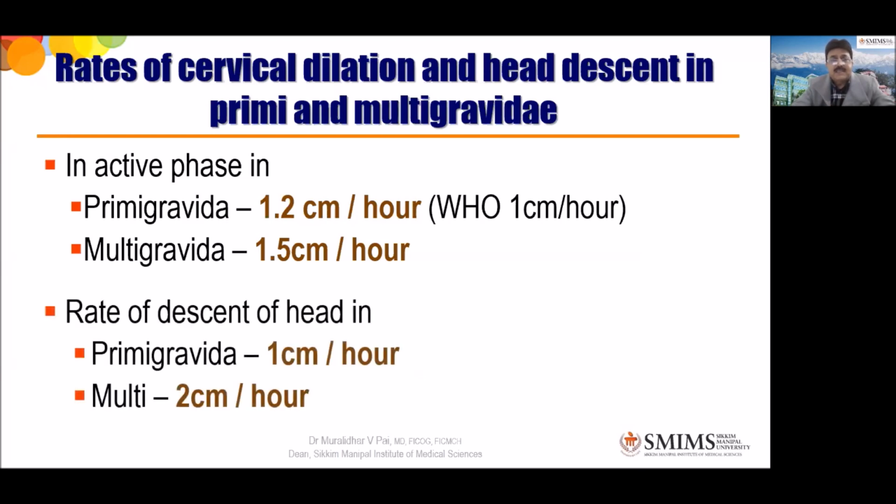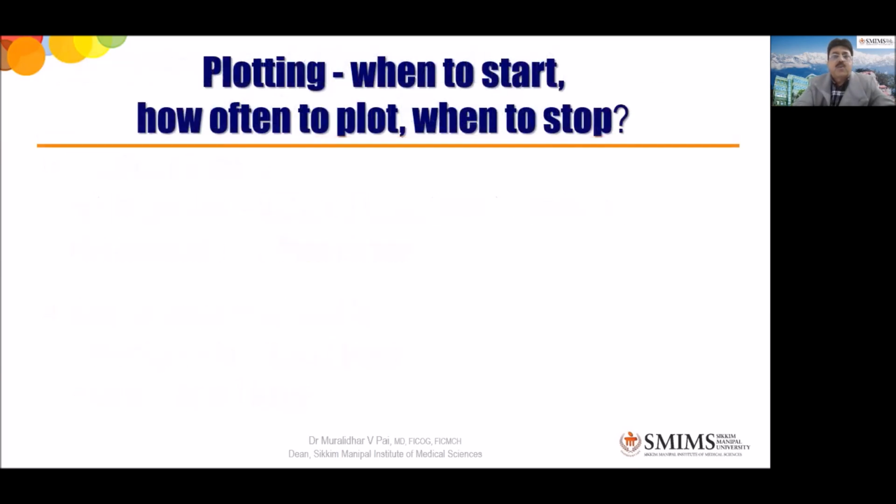As far as the descent of the head is concerned, in primigravida, it is 1 centimeter per hour. And in multigravida, it is 2 centimeter per hour descent. That's why the labor is slightly faster there. When to start the plotting and how often to plot and when to stop are the usual questions that come to us.